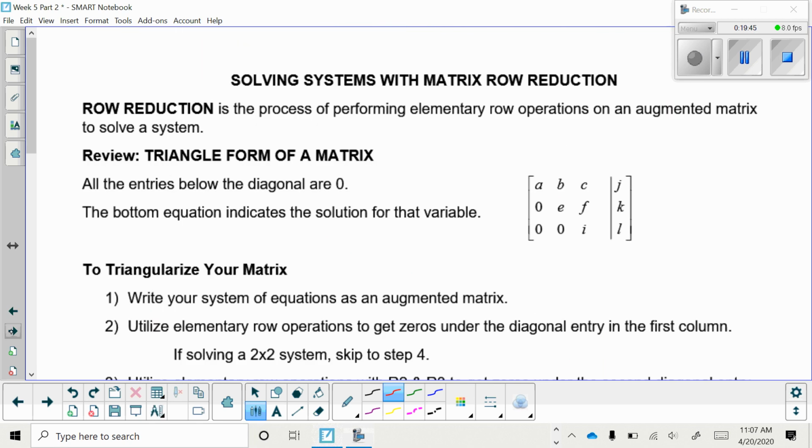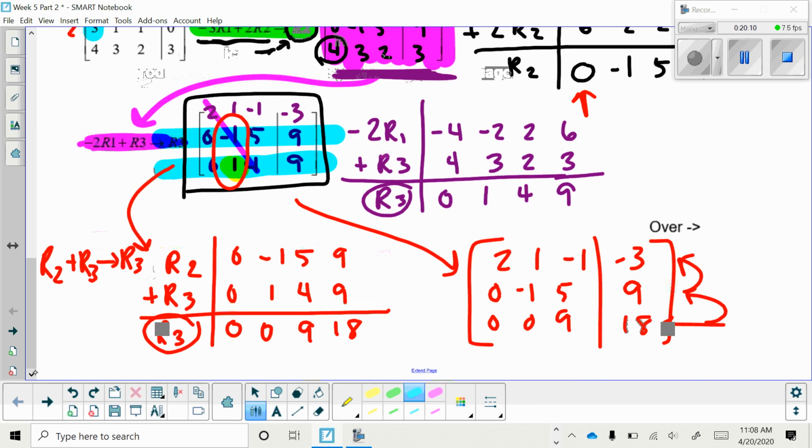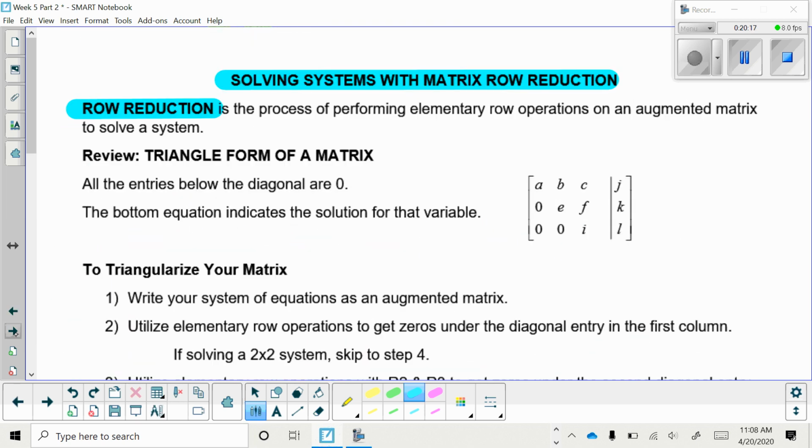So on the second page of your notes, we are now moving into solving systems with matrix row reduction. Row reduction is the process of performing elementary row operations on an augmented matrix to solve a system. Does that sound like a lot? We just did that. That is what we did here on the bottom of the first page of your notes. So you already know how to do it. We're just putting fancy math words to it. It's called row reduction.